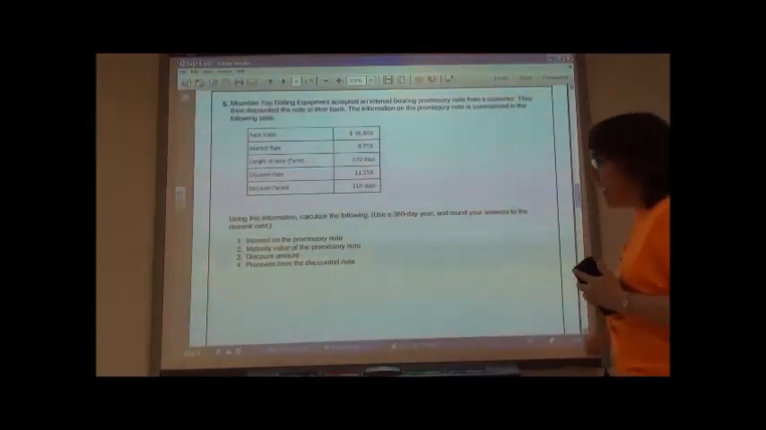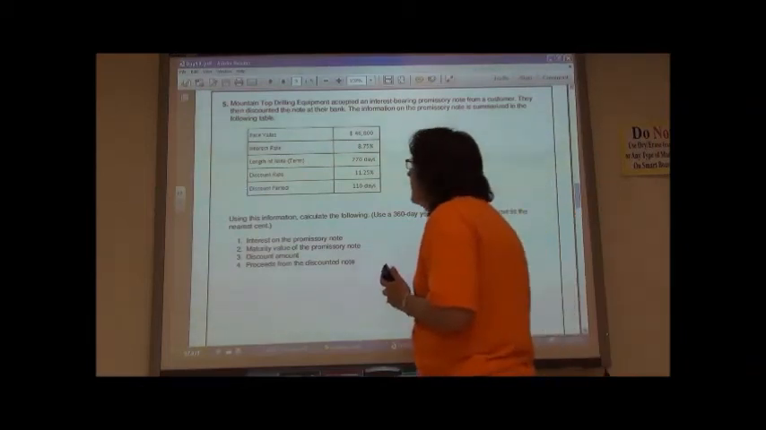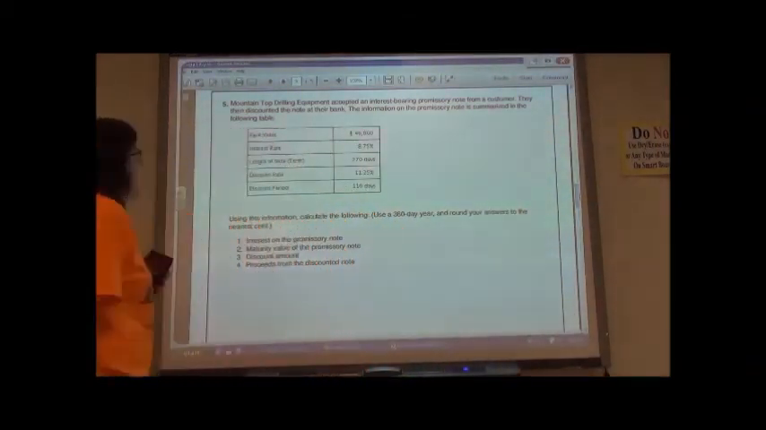So on number 5, Mountaintop Drilling Equipment accepted an interest-bearing promissory note from a customer. They then discounted the note at their bank. The information on the promissory note is summarized in the following table. The face value is $46,800. Interest rate is 8.75%. The length or the term of the note is 270 days. Discount rate is 11.25%, and the discount period 110 days early.